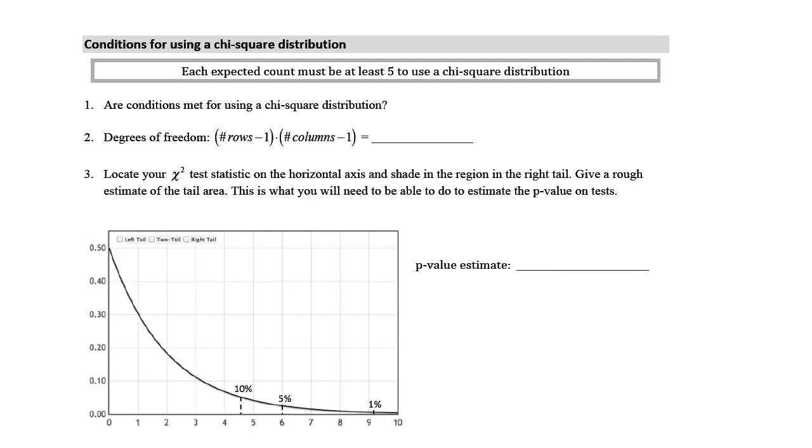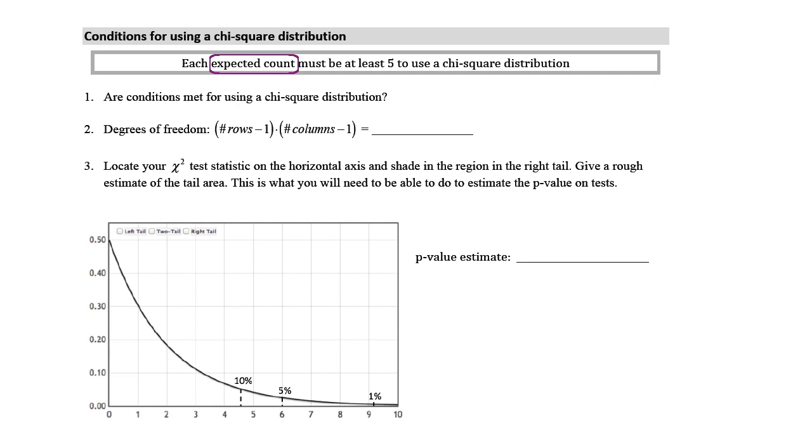So let's go ahead and find our p-value by first doing an estimate by hand. The conditions for using a chi-square distribution are that each expected count must be at least 5. Note that's the expected counts, not the observed counts. So we can't necessarily make this call just by looking at our table of data. We have to start the problem and find the expected counts before we can be sure whether the condition is met.